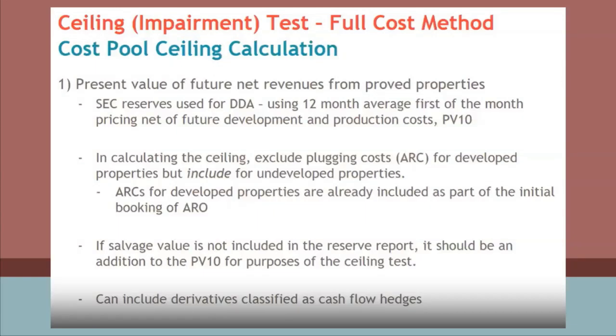In calculating the ceiling, you exclude plug-in costs, ARC, for developed properties, but include them for undeveloped properties. So, again, it's the apples to apples concept. If salvage value is not included in the reserve report, it should be in addition to the PV10 for purposes of the ceiling test. And then that last bullet point, I've never really seen it, but it's a thing. So if you get in the situation where you're calculating this later on as a part of your audit, then use these slides. They could be really helpful. Companies do things differently, so you never know if it's going to be relevant to you or not.